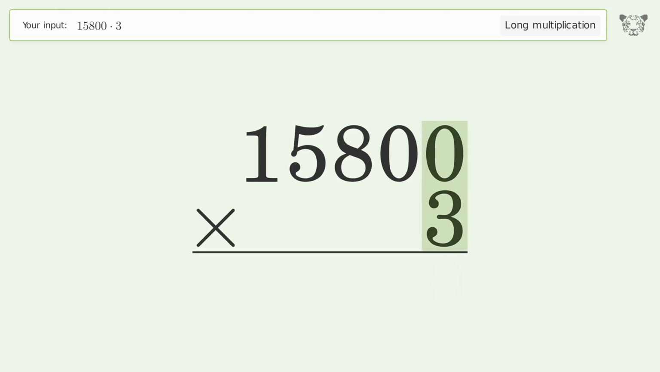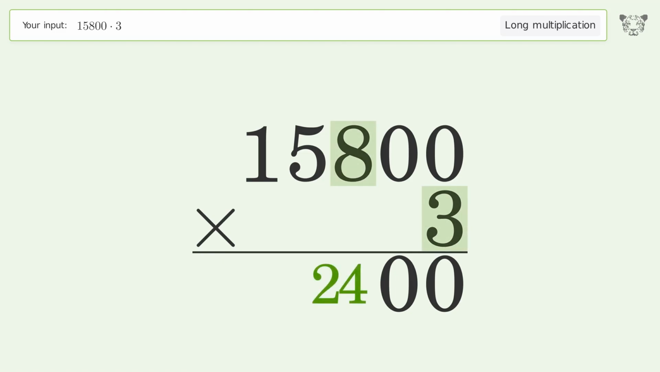0 times 3 equals 0. 0 times 3 equals 0. 8 times 3 equals 24. Because the result is greater than 9, carry the 2 to the thousands place.